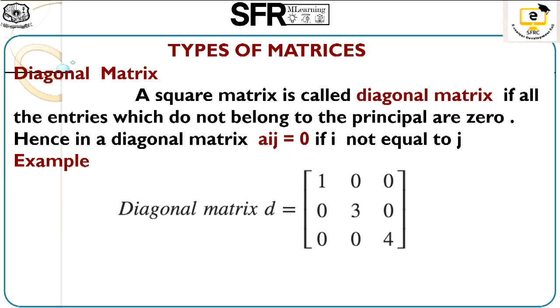That is, the elements which do not belong to the principal diagonal are zeros. Other than the diagonal elements, we get 0. This is called a diagonal matrix. Any square matrix is said to be a diagonal matrix if all the entries which do not belong to the principal diagonal, except the diagonal entries, are 0.